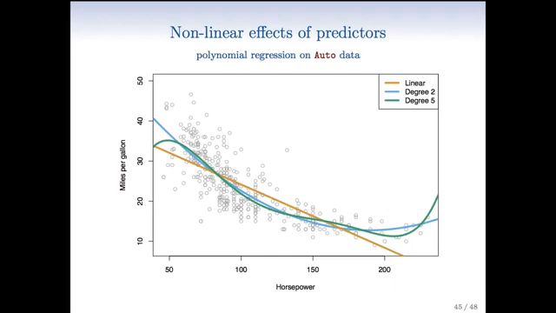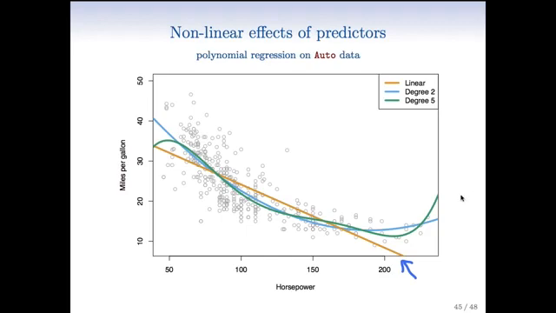The other modification of the linear model is, what if we want to include nonlinear effects? So here we've got a plot of two of the variables in the auto data set. We've got miles per gallon against horsepower. And we've included 3 fitted models here. We've got the linear regression model, which is the orange curve over here. And you can see it's not quite capturing the structure in the data.